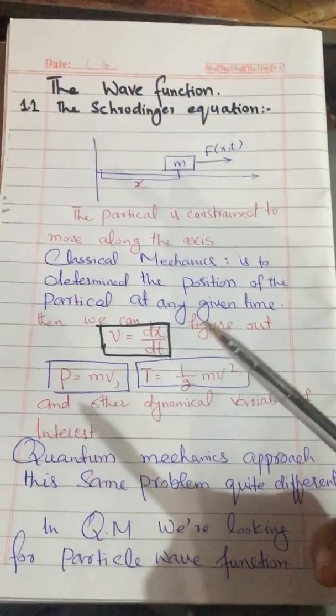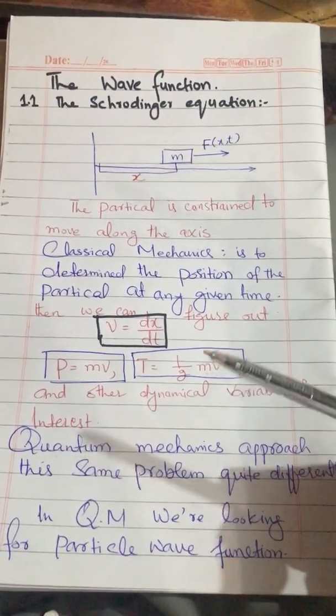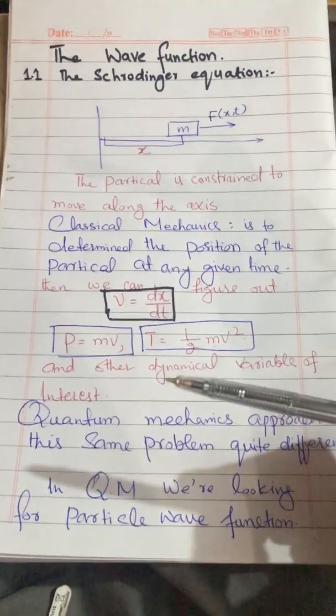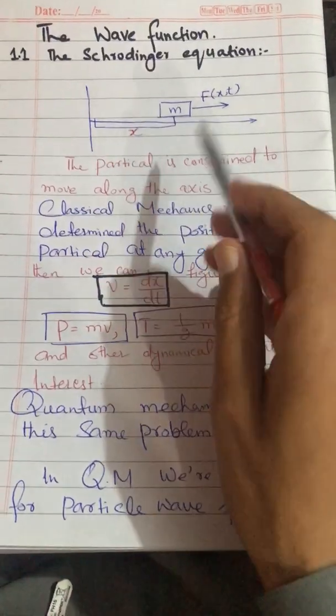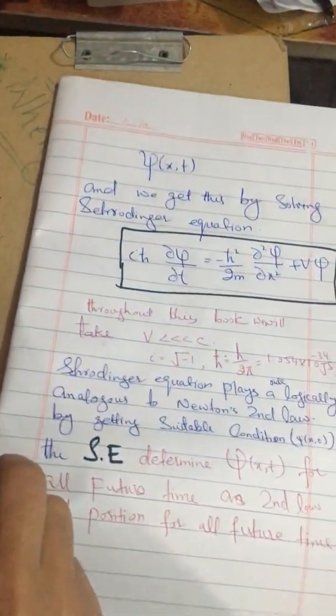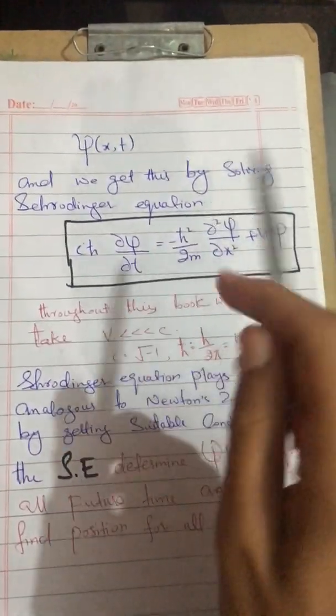Now, the quantum mechanics approach is quite different from classical mechanics. Quantum mechanics is looking for the wave function of this particle. The wave function is represented by psi, which can be found from the Schrodinger equation.